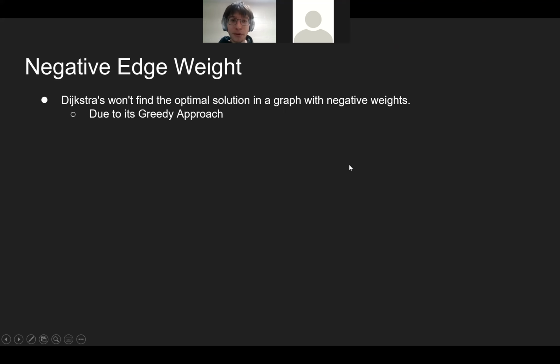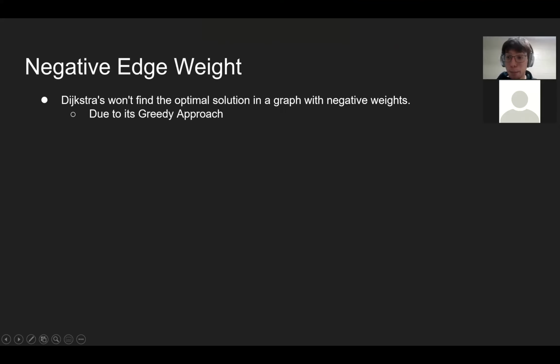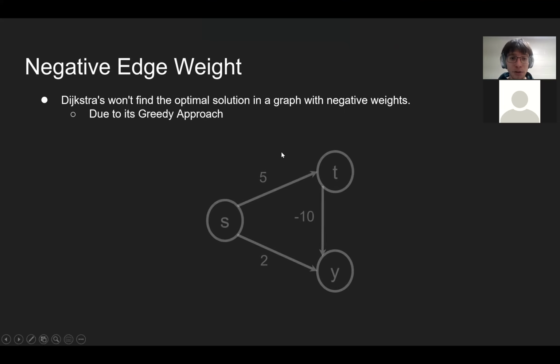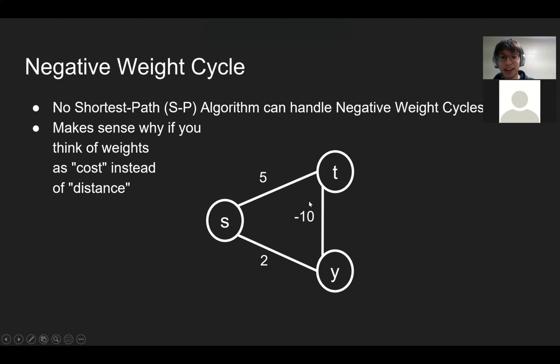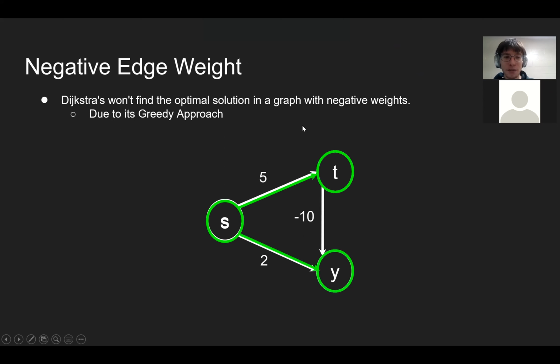But as we mentioned, there's a bit of a problem with Dijkstra's, and it doesn't work with negative edge weights because of the greedy approach. We can see a similar example to what I showed earlier, where it might choose S, and then it might just choose Y. But later on, there's going to be a better way to get to Y. It'll be like, oh, we're done. But there is a better way.